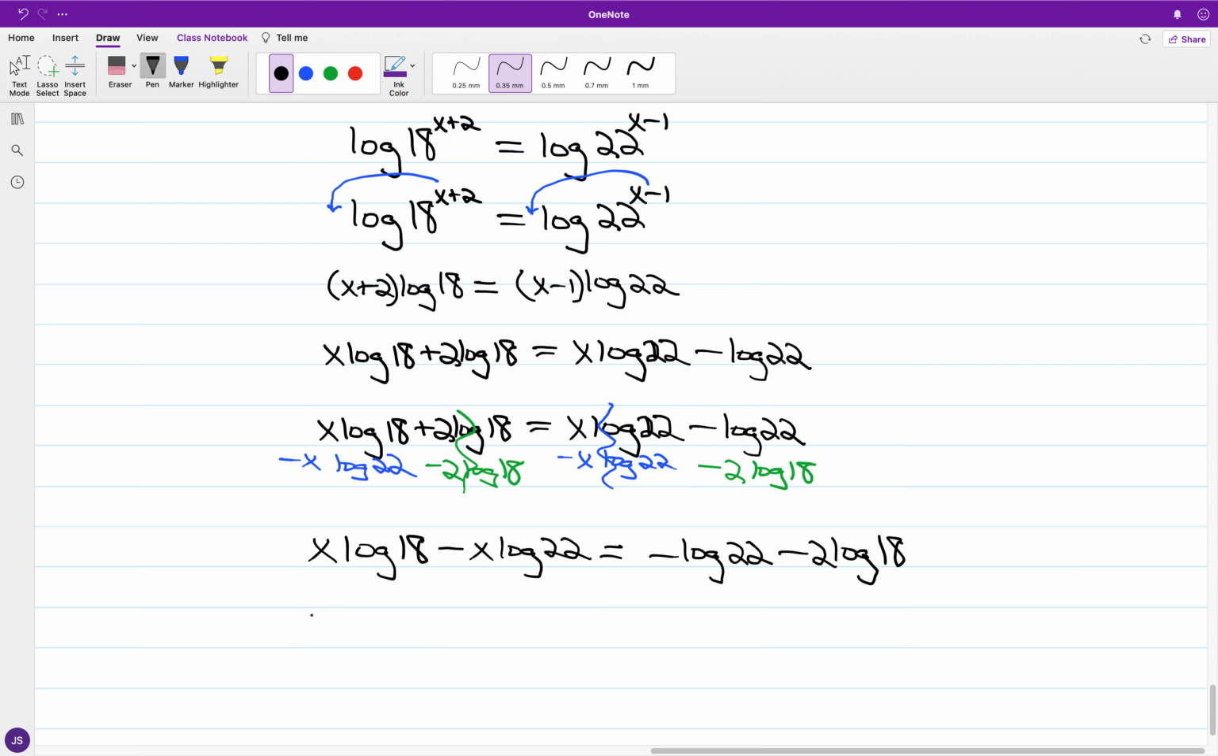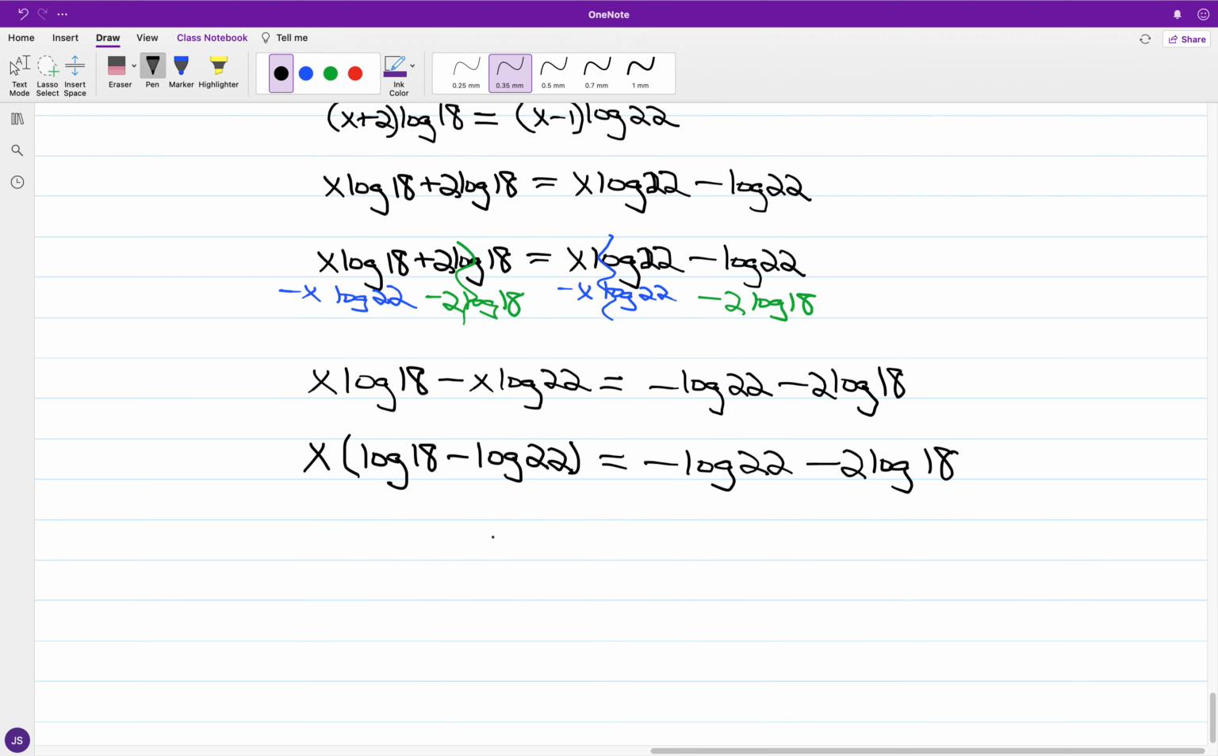Now for this difference here, I'm still solving for x. I'll go ahead and factor this out. So you have x times the quantity of the base 10 logarithm of 18 minus the base 10 logarithm of 22. And we're just about there. Okay, so I'm going to divide by this difference.